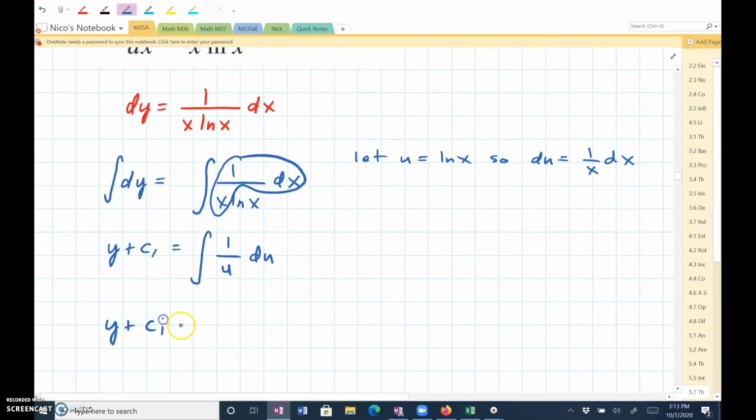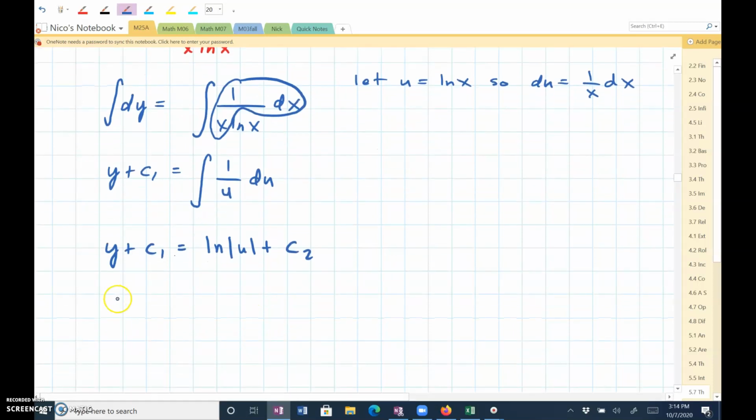Now I can find the antiderivative of this, which would be the natural log of the absolute value of u plus c sub 2, where we can combine these, a constant and a constant. Whether you add or subtract those together, it's still going to be a constant on this side. Y equals the natural log of the absolute value of the natural log of x plus c.